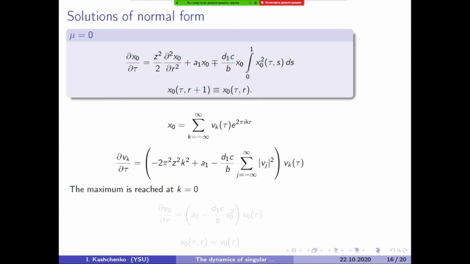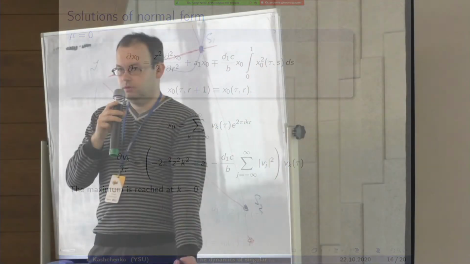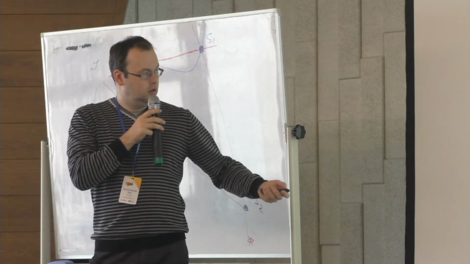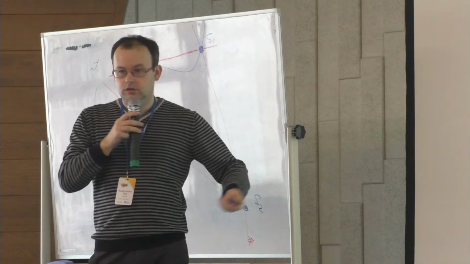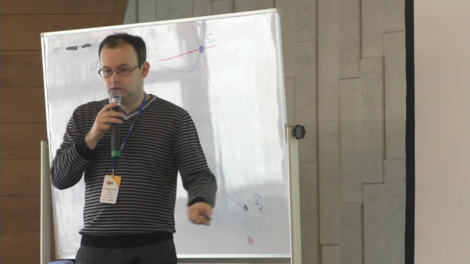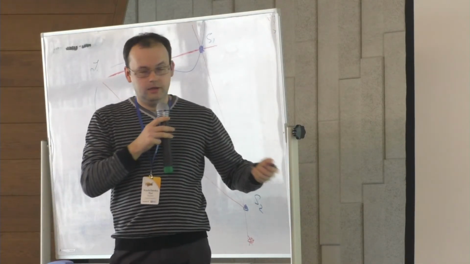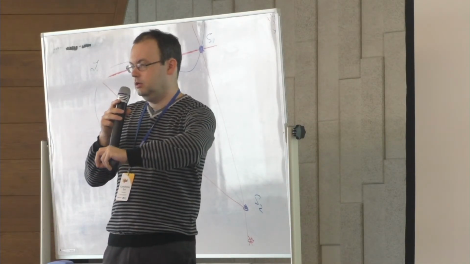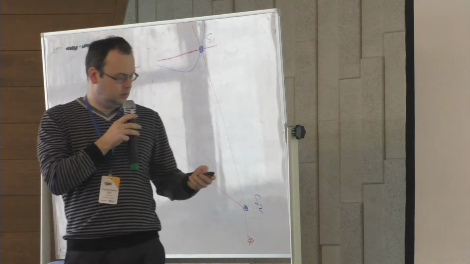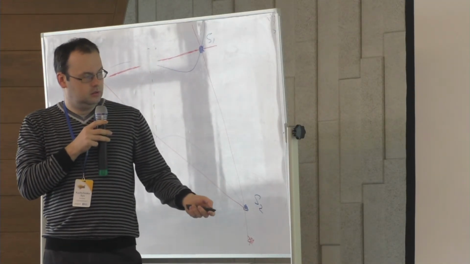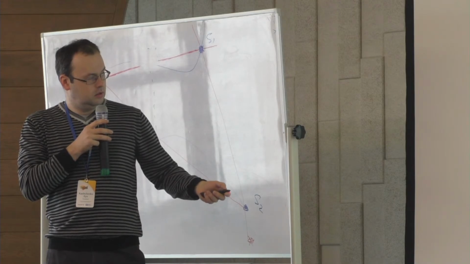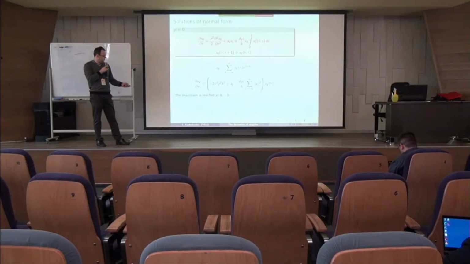And at the same time, for all other numbers k, this sum is negative. So the corresponding vk tends to 0, and is not very interesting. So we have only one equation to determine v0 in this form, and we can't find it easily.